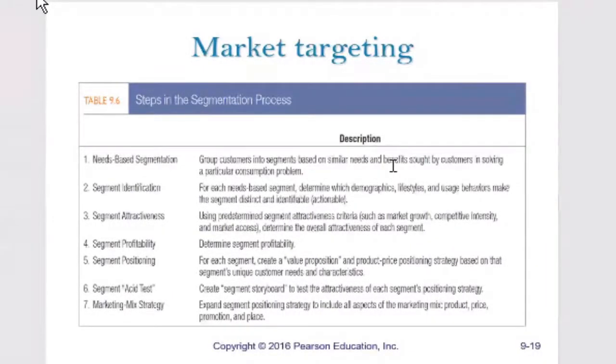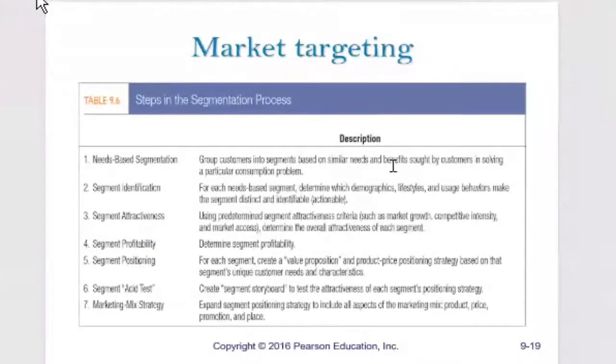Then we've got segment identification. That is, you identify a need-based segment, and you look at the usage behavior and the different types of segments which are identifiable or actionable. Then we've got something called segment attractiveness. There are certain factors, like for example growth market, competitive intensity or market access, that determine the overall attractiveness of the different segments. Also, we determine their profitability. A segment could be very profitable, or a segment could not be profitable.